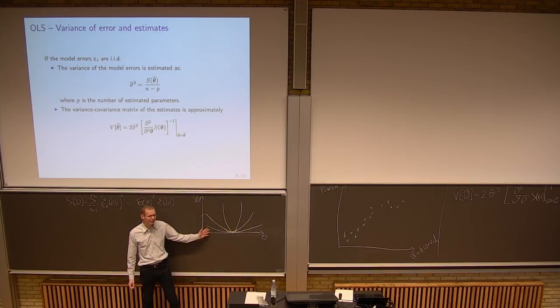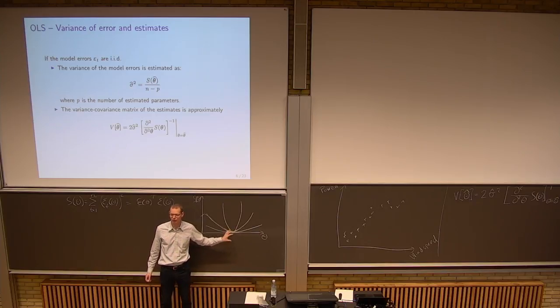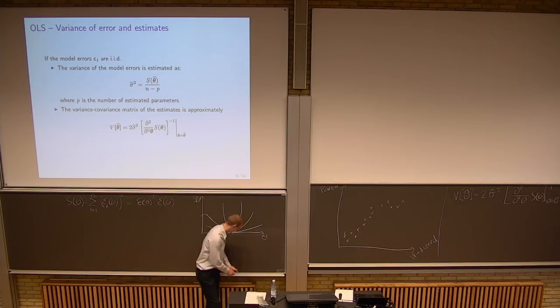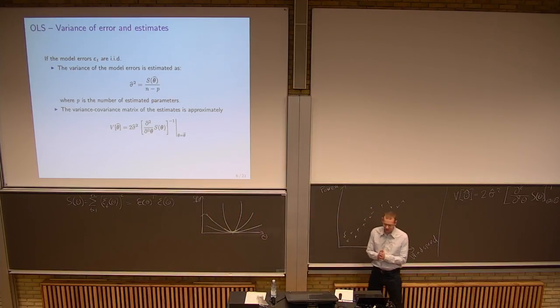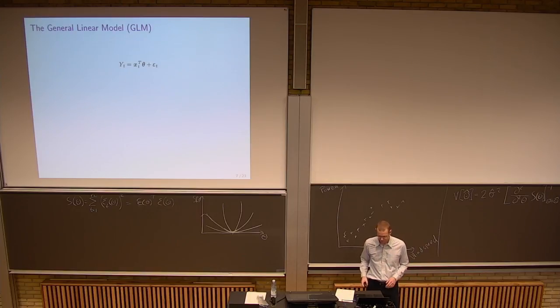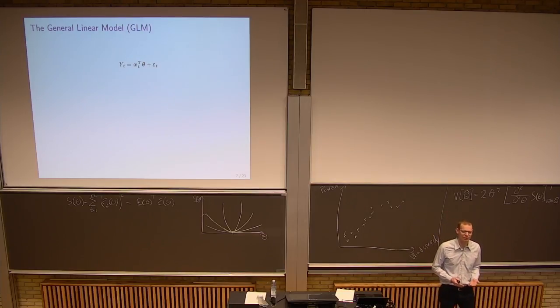Well, intuitively, it makes a lot of sense. If the curvature is large, you have a lot of information. The definition of the minimum is well defined as well. So this is one of the cases I like in that sense. Now, that was just the ordinary least squares.